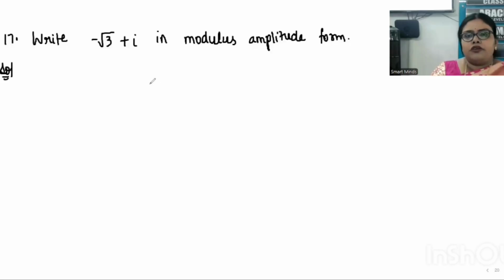Take the next question. Write minus root 3 plus i in modulus amplitude form. Modulus amplitude form is very, very important, and sometimes it is also given as polar form. So first write down what is given to us. z is equal to minus root 3 plus i.